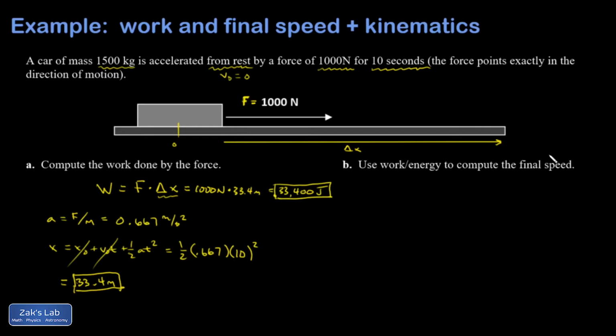Part B, I want to use the work energy theorem to compute the final speed. So there's nothing else going on. I didn't even mention anything about friction, so the assumption is that it's negligible. So work is delta K, change in kinetic energy, that's final minus initial. It started from rest, so again, the initial kinetic energy is 0.